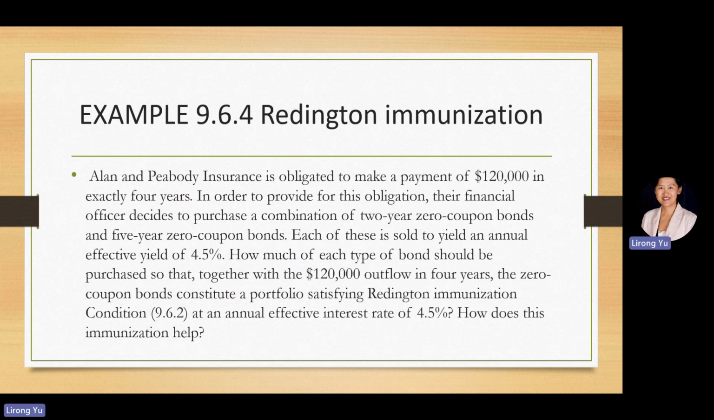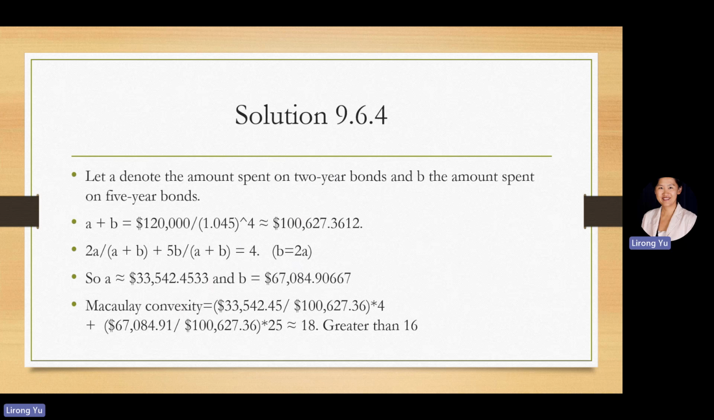Okay, so how does this immunization help? In this case, suppose we get the first bond and second bond, A and B are how much we purchase. A and B should be the present value. So A plus B, the face value for both bonds together should equal the discounted present value of the 120,000. So 120,000 discounted to present time should equal A plus B. And this is matching their present value.